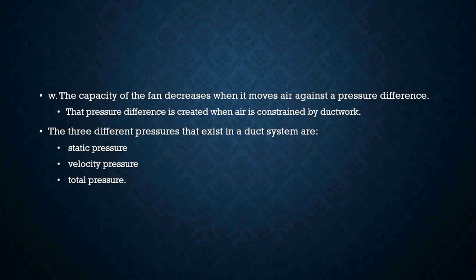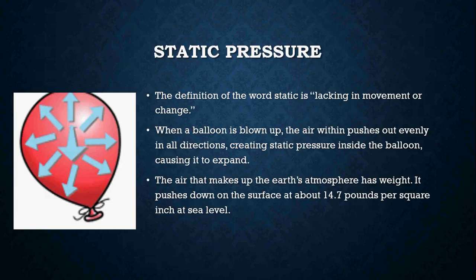Okay, the capacity of the fan decreases when it has to move air against a pressure difference. That pressure difference is created when air is constrained by the ductwork. We have three different types of pressures that exist in our ductwork: our static pressure, our velocity pressure, and the total pressure of the entire system.